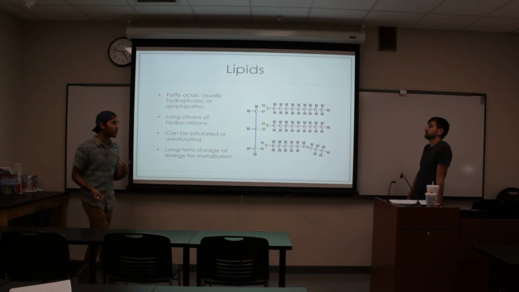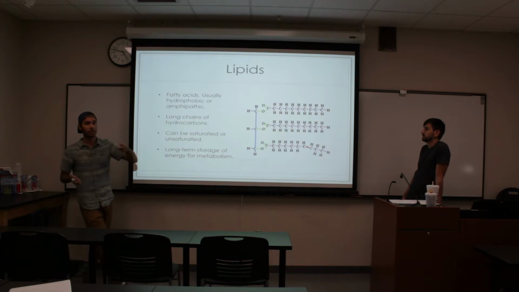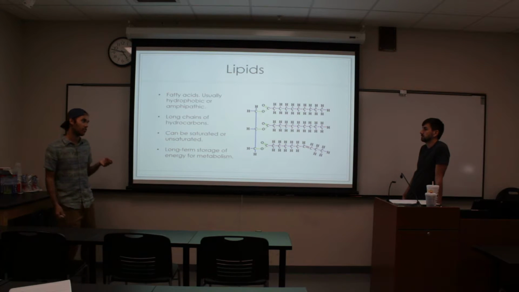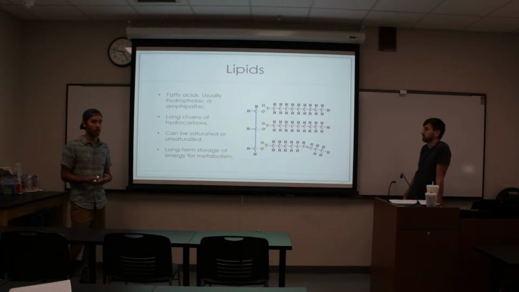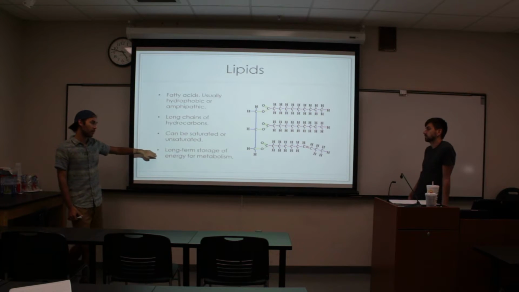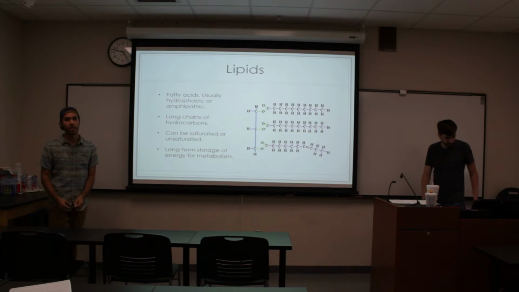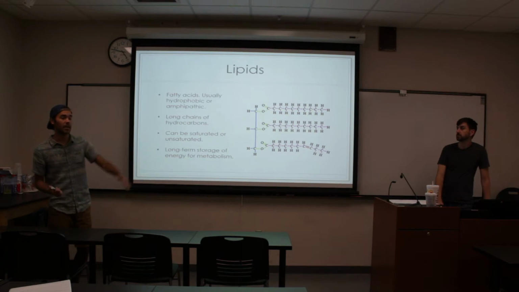They can be saturated or unsaturated. Saturated is completely singly bonded hydrocarbon chains. Unsaturated has a double bond in it, which will make it less rigid at room temperature, which is where you get oils and things of that nature. They are mostly involved in biological systems for long-term storage of energy for metabolism, because they can get broken off and made into sugars.